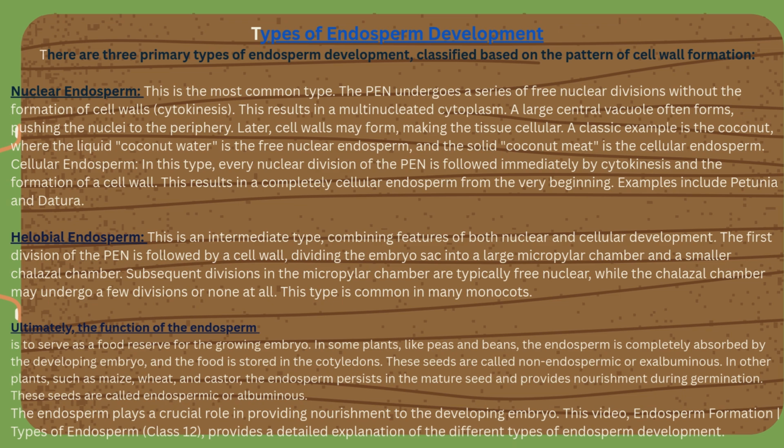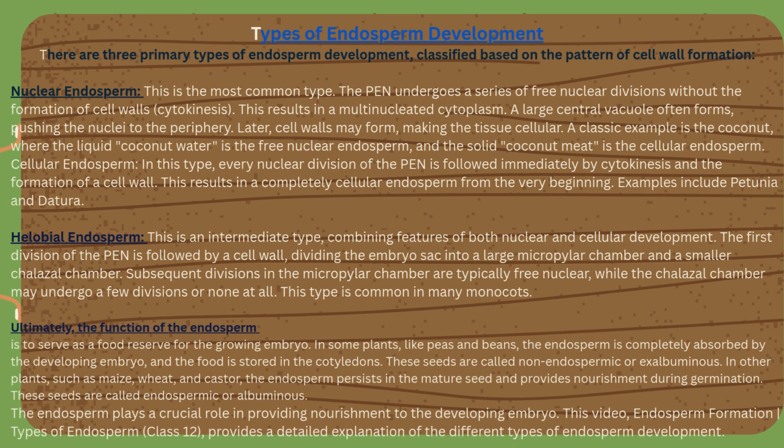A large central vacuole often forms, pushing the nuclei to the periphery. Later, cell walls may form, making the tissue cellular. A classic example is the coconut, where the liquid coconut water is a free nuclear endosperm and the solid coconut meat is a cellular endosperm.